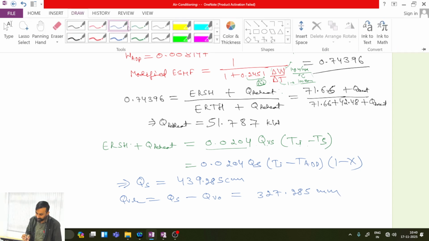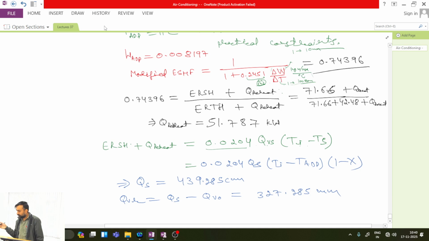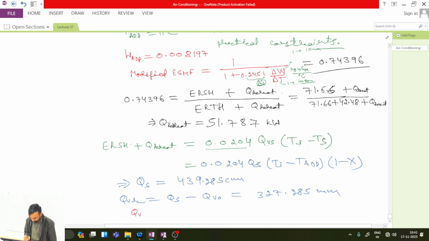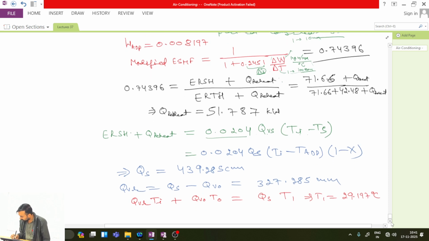Okay, if I have to calculate state 1, which is obtained from mixing of QV naught and QVR, then state 1 will be what? QVR into Ti plus QV naught into T naught equal to QS into T1. From here T1 will be 29.197 degrees Celsius.